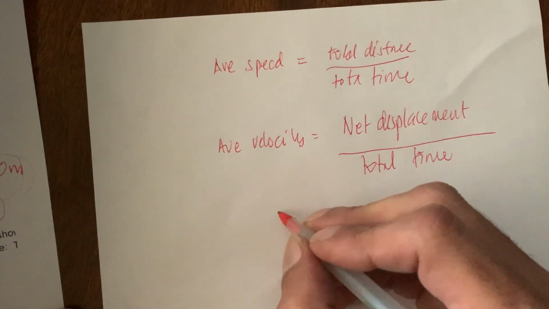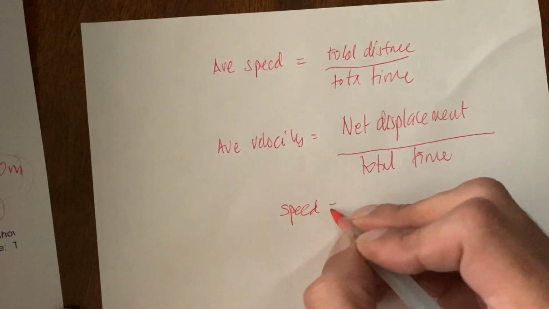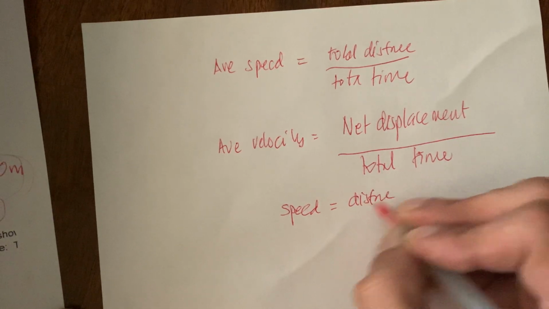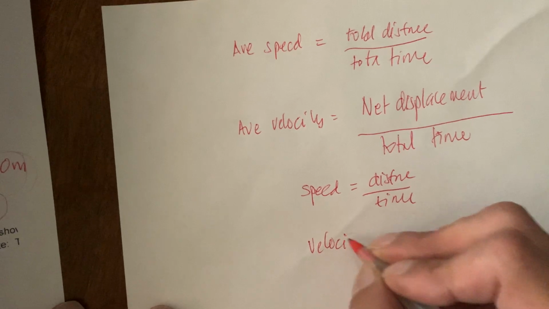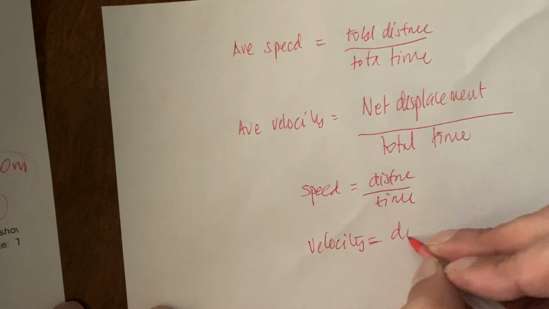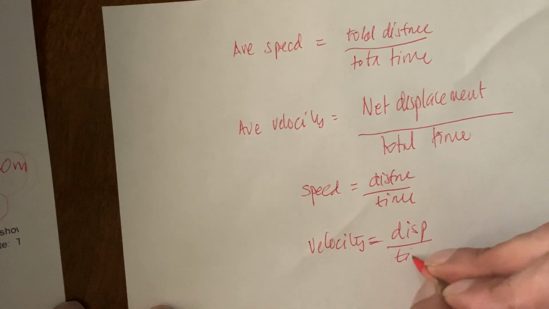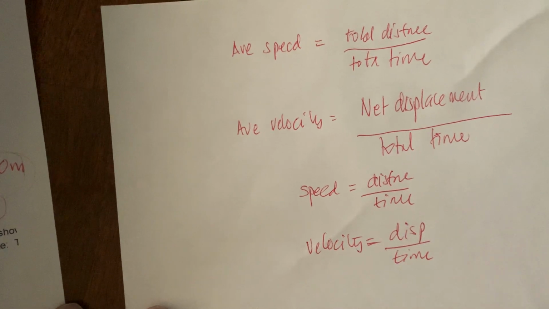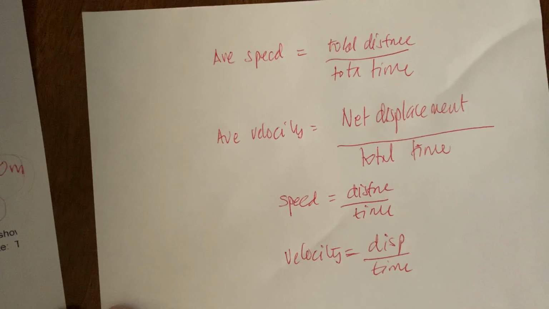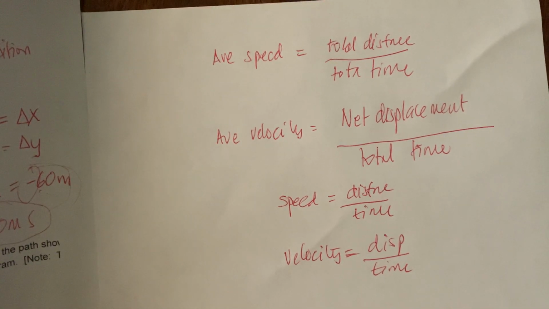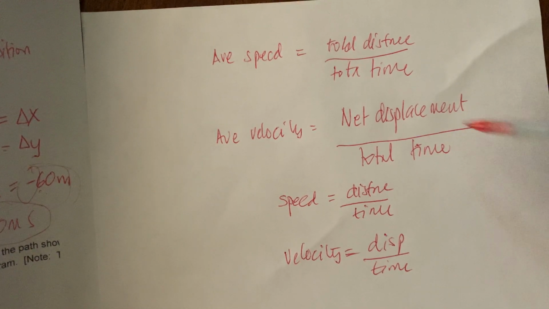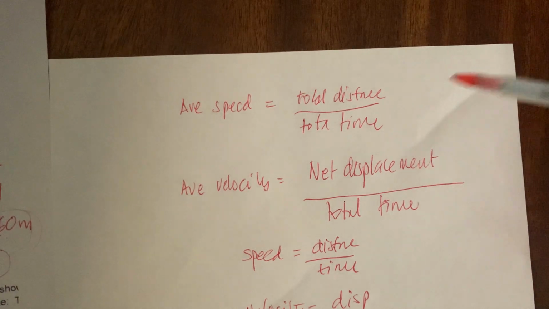Another thing I'd like you to just keep in here is speed equals distance over time, and velocity is displacement over time. Now keep these in front of you while you're working through these questions so that you know what you have, what you're looking for. So our question says, what is the man's average speed? For speed, I need total distance over total time.